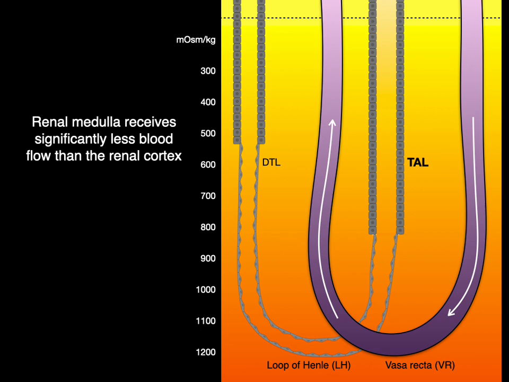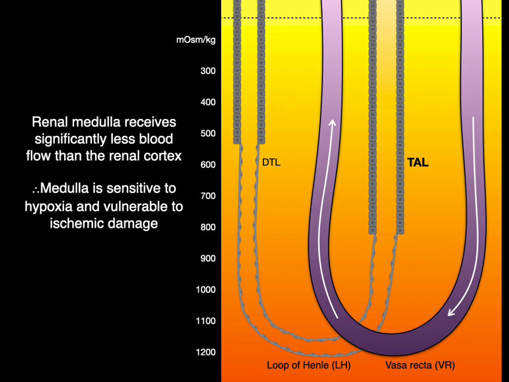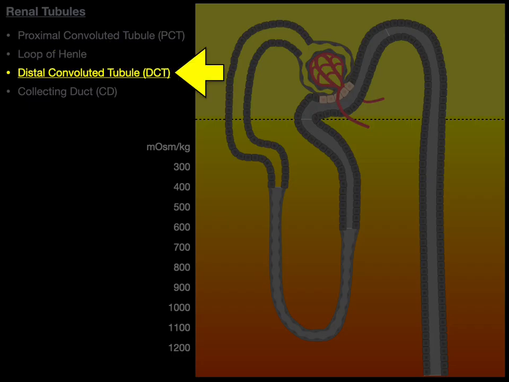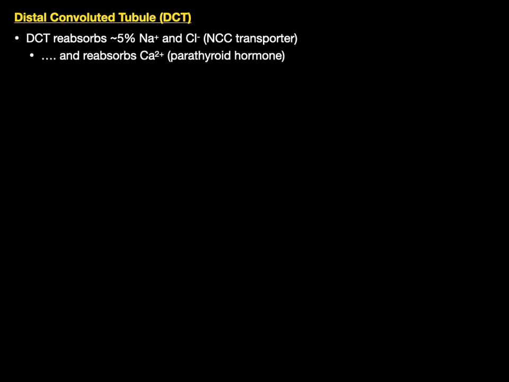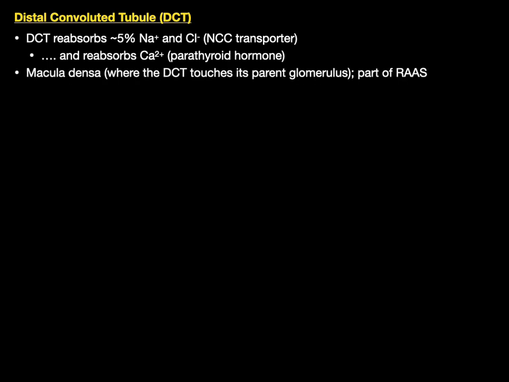Now, the renal medulla receives significantly less blood flow than the renal cortex, and therefore the medulla is sensitive to hypoxia and is increasingly vulnerable to ischemic damage. Okay, now let's talk about the distal convoluted tubule. The DCT reabsorbs about 5% of the sodium and chloride, and it does it through these NCC transporters. And then the distal tubule reabsorbs calcium when under the influence of parathyroid hormone.